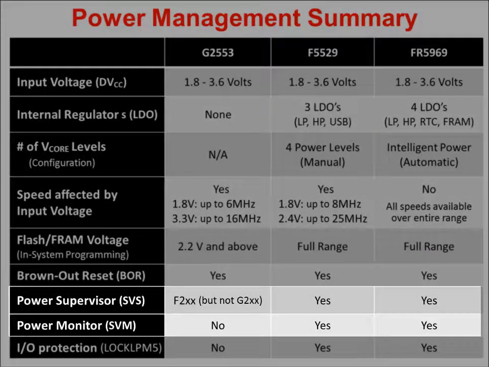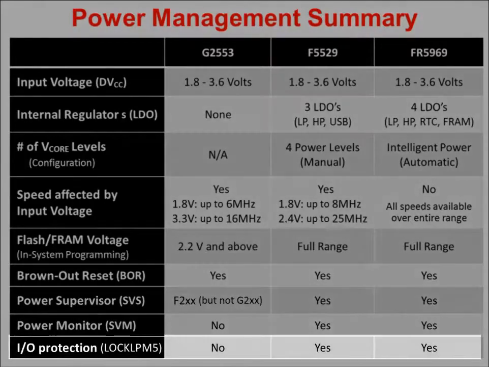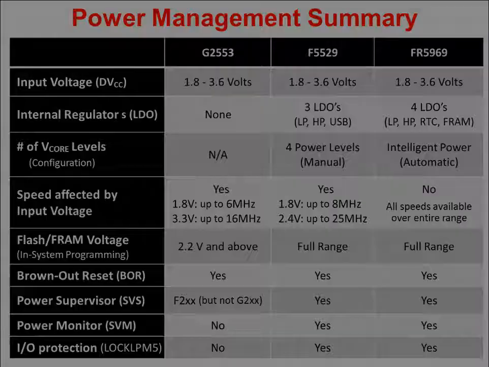The 5529 and 5969 both have the supply voltage supervisor and the supply voltage monitor. The G2553 does not have either of those. Finally, we talked in the last chapter about the lock LPM5. That exists on the 5529, but it's not a default state, and it is something that we still have to deal with on the 5969.